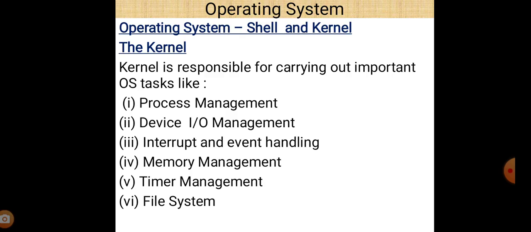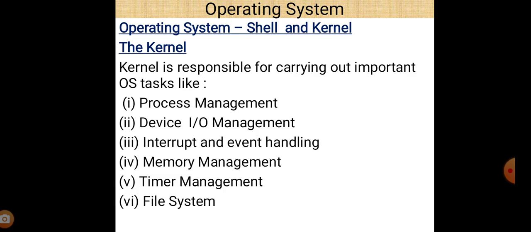When the operating system is busy with another work, it also receives that interrupt, and on the basis of the priority gives time to different input output devices and responds accordingly. That is called interrupt handling. So interrupt handling and event handling are also done by the operating system, and that is a part of the kernel. Next is memory management.